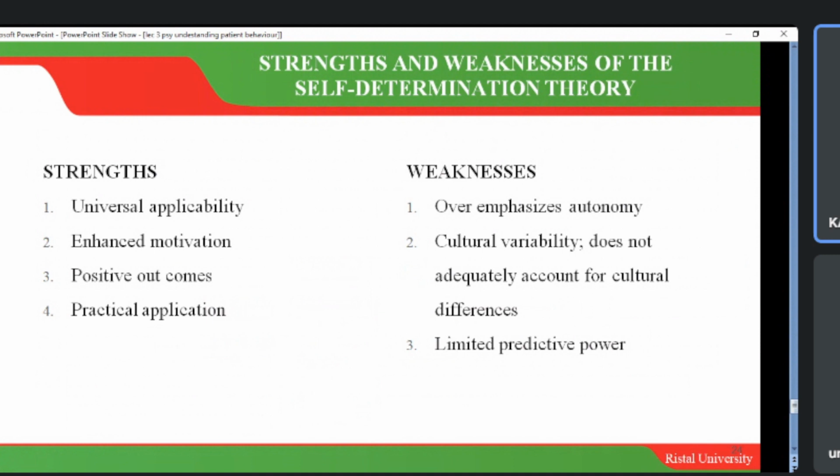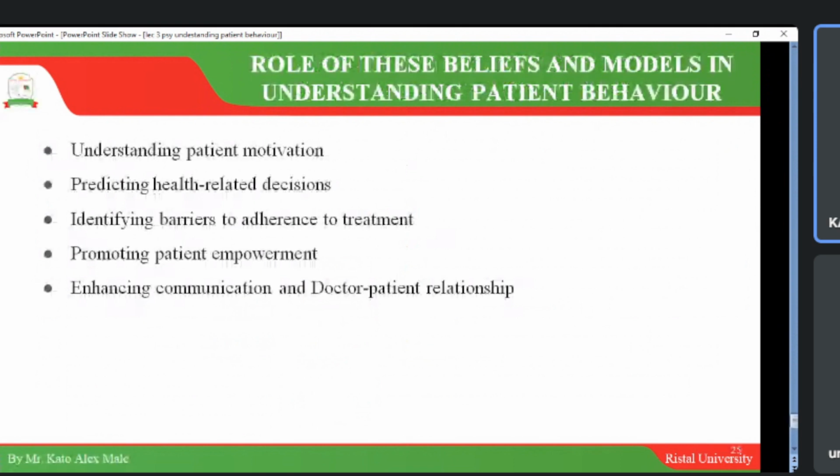Then cultural variability, whereby it does not adequately account for cultural differences. You get it? Yes, and then it has a limited predictive power, whereby we cannot use it to predict behavior. You get it? Since it is based on autonomy and competence, you cannot look at someone individual's autonomy. You cannot look at individual's competence, whether they can do something as far as this behavior is concerned. That's if you're using this self-determination theory.